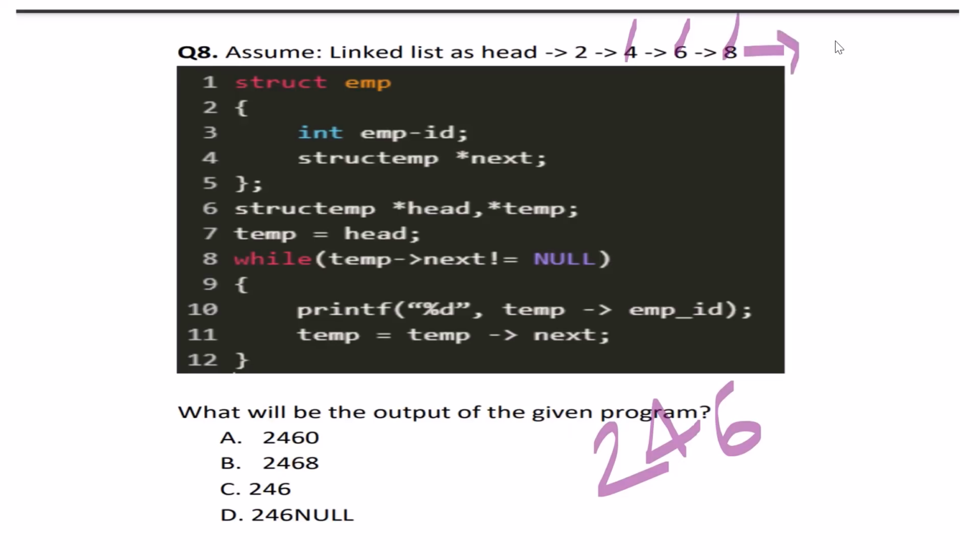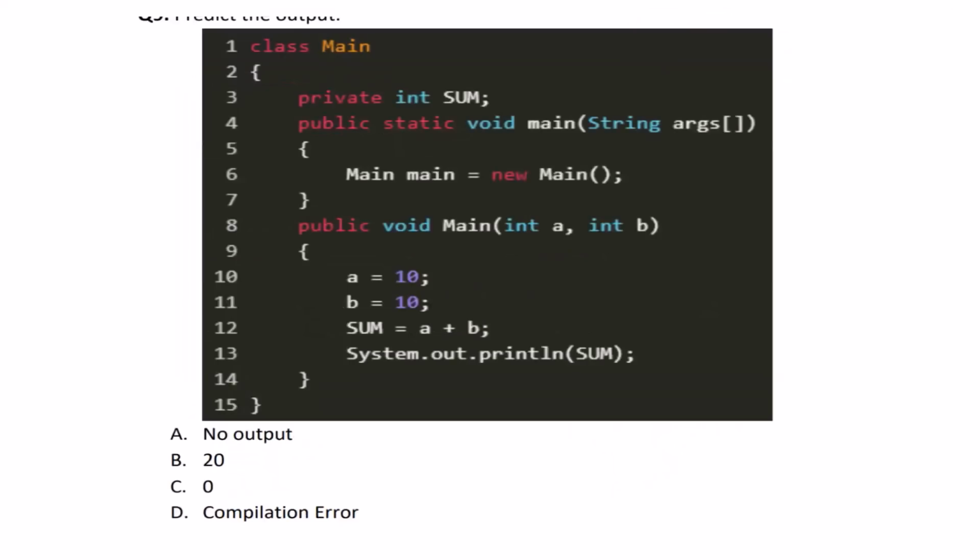So it is null. When this becomes true, the loop will not come inside and will terminate. So the correct output would be 2, 4, 6. Please remember it won't be 2, 4, 6, 8. Please dry run, and only then mark. So the correct output would be 2, 4, 6.